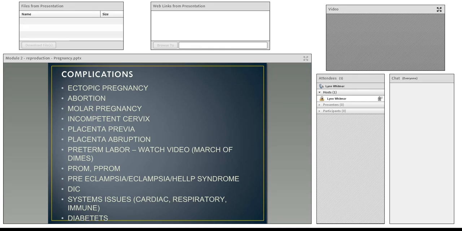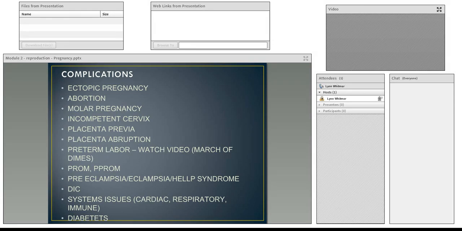Incompetent cervix. Incompetent cervix is where the cervix will not hold the pregnancy in place, and for some unknown reason it starts to dilate, and she will deliver her baby with hardly any feeling. She will not have any complications. Incompetent cervix is corrected surgically with the second or third pregnancy.